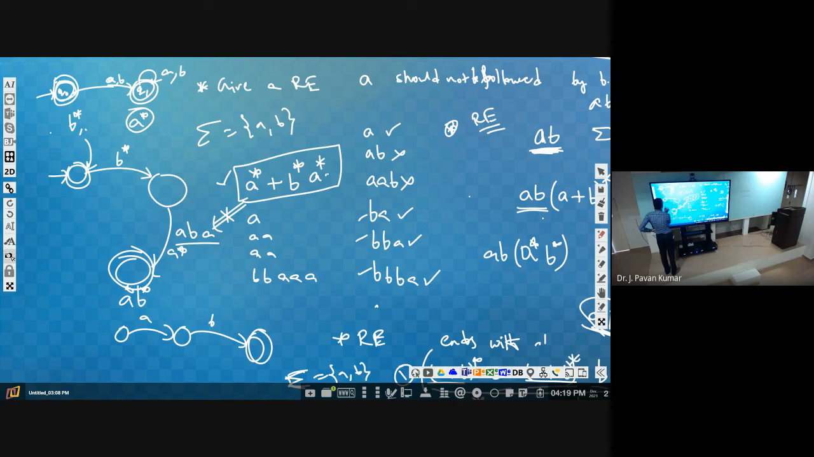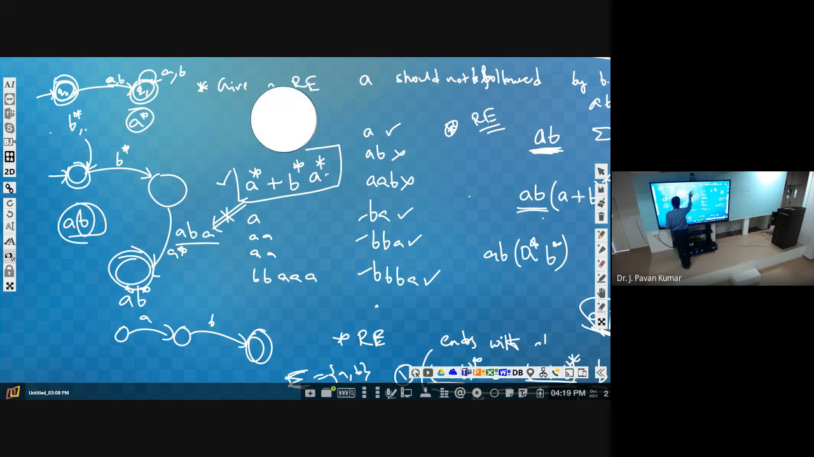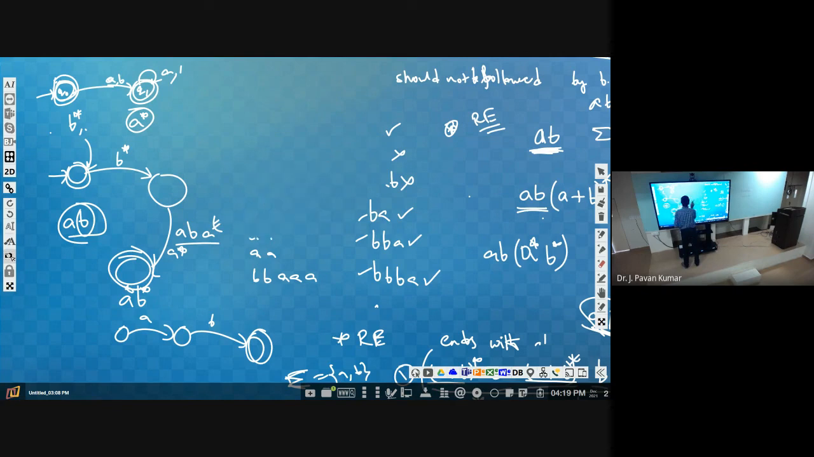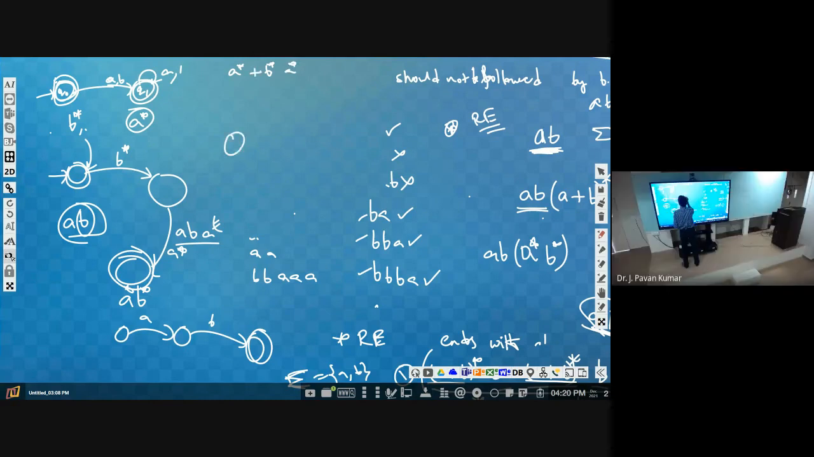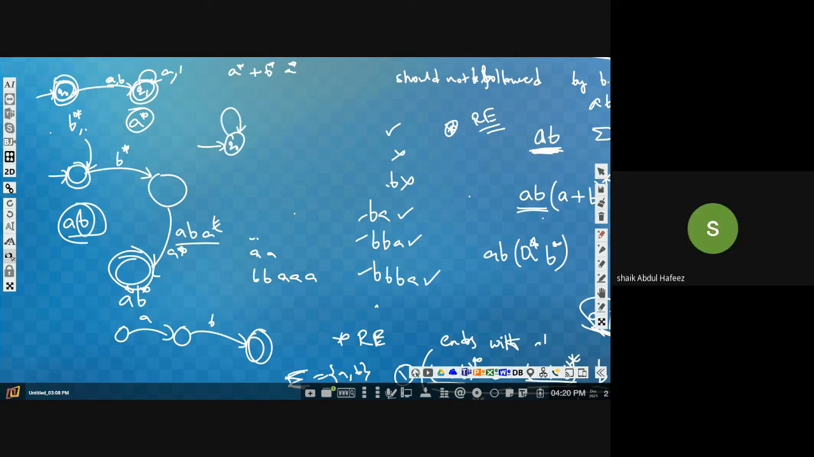But what will happen? A, B: if you have A we will be reaching Q1, but afterwards we can have B, right? But it is not allowed according to the constraint. So what can we have? Simply a simple modification. The required thing is A star, a self loop on Q0 with B. Very good. Q0 self loop on B.